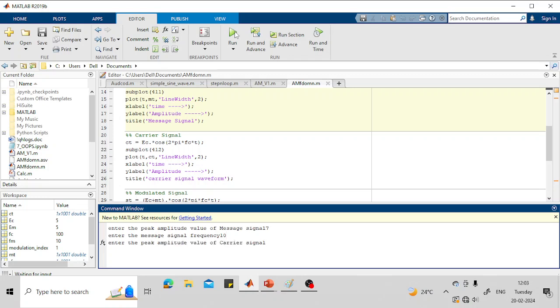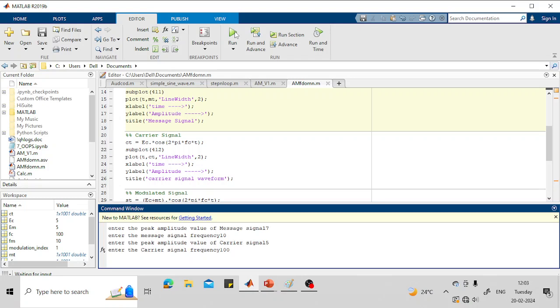And then carrier amplitude once again 5, I'll keep once again 5. And coming to carrier signal frequency, once again 100. See, I am not changing message and carrier frequencies, right? I am changing only the message and carrier amplitude. Keep that in mind, because I am changing only the modulation index.